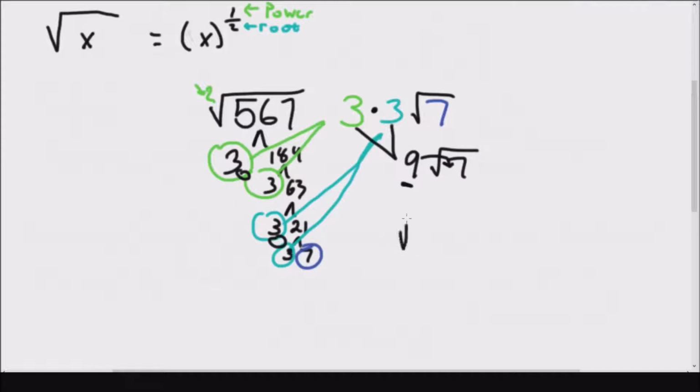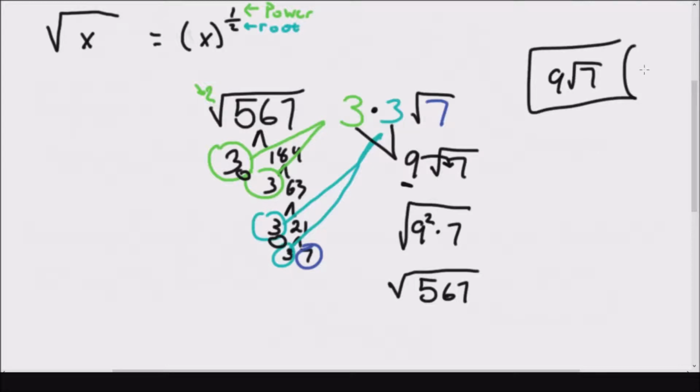So what we really have here, if we want to check our work, is 9 squared times 7. 81 times 7, we're going to use a calculator on that one, is 567. That's a quick way to check it. So now we do know that we were correct in saying that 9 times the square root of 7 is the prime factorization of this number.